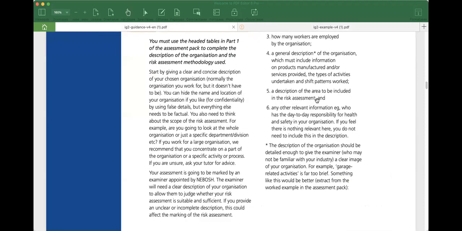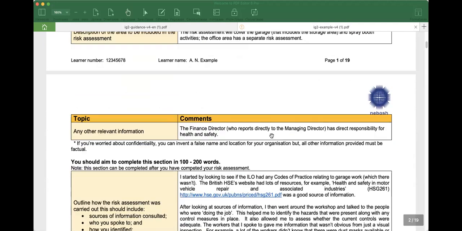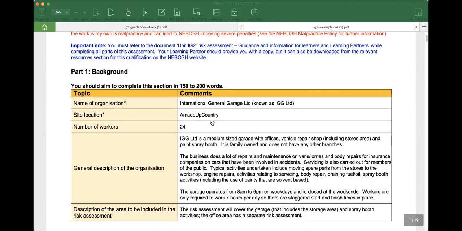And in the last part, any other relevant information, like who has the day-to-day responsibility for health and safety in your organization. You can see that the finance director, who reports directly to the managing director, has direct responsibility for health and safety. So all this information must be completed within 150 to 200 words.